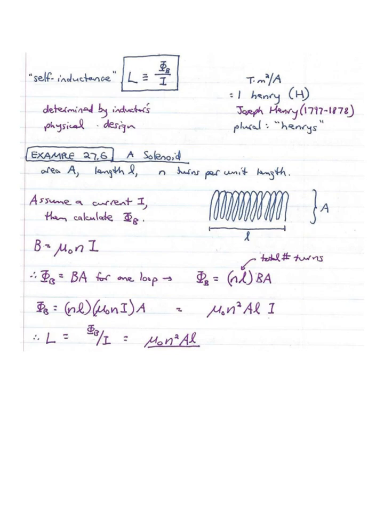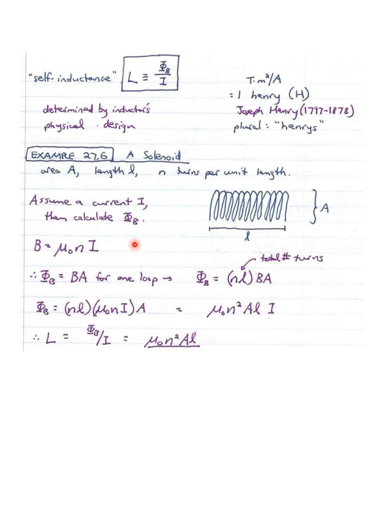Let's look at an example in the book, example 27.6, calculating the inductance of a solenoid. A long solenoid of cross-sectional area A and length L has N turns per unit length. Find its self-inductance. So here we have the picture, length L, cross-sectional area A. What we're going to do is assume that there is a current going through it, I, and then calculate the magnetic flux if there were such a current going through it.